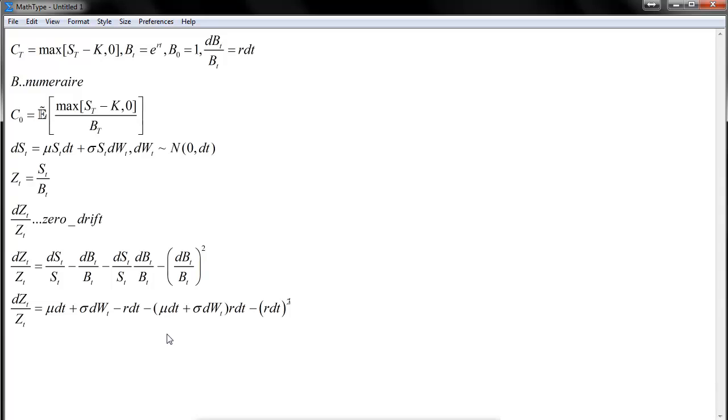So now we have to apply some basic rules of stochastic calculus. What we know is that differential of t times differential of t is 0. So is the differential of the Wiener process and the differential of time. So basically this term drops out and so does this one, and what remains are only these terms. So that equals this.